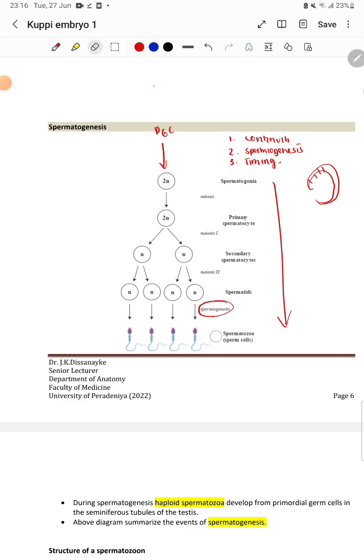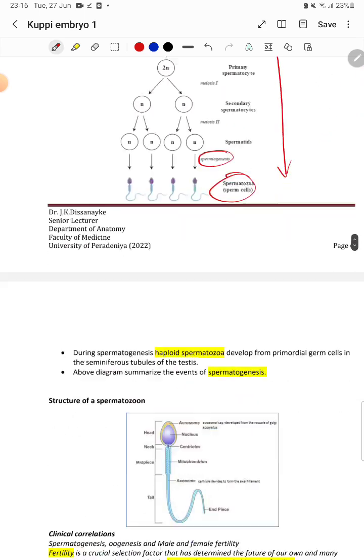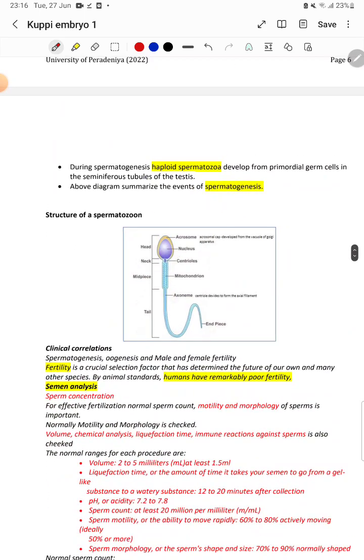So the overall thing that you will get is a spermatozoa, a sperm cell. That's the overall goal of spermatogenesis. Like I mentioned, it takes place in the seminiferous tubules of the testes.